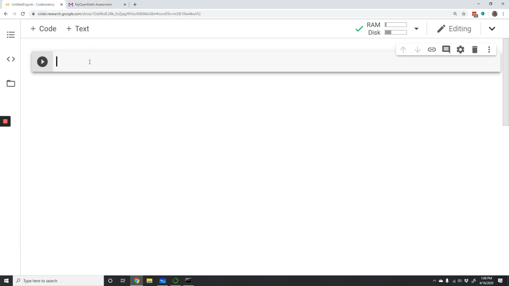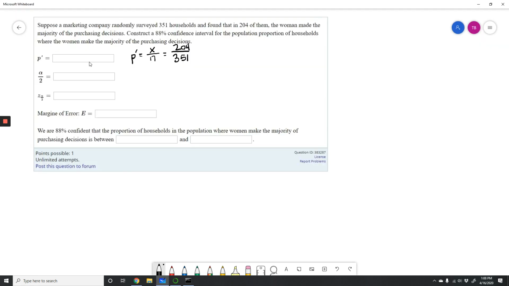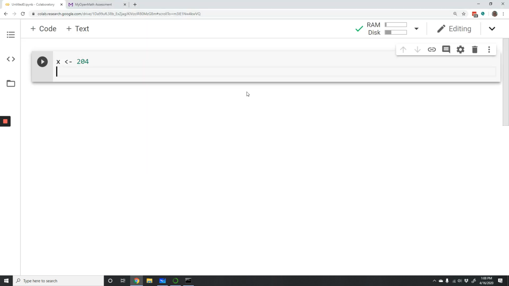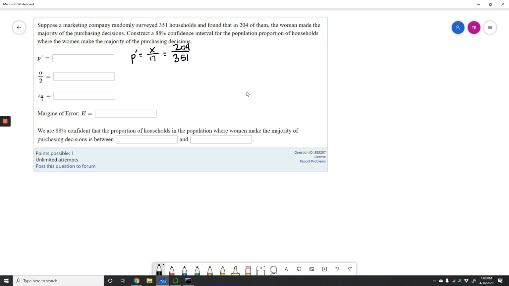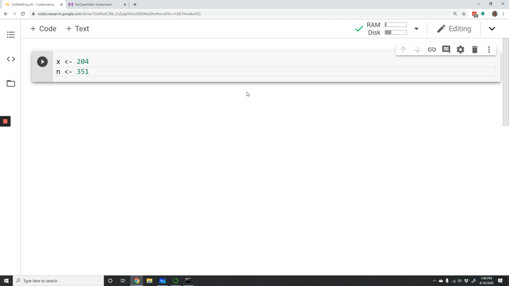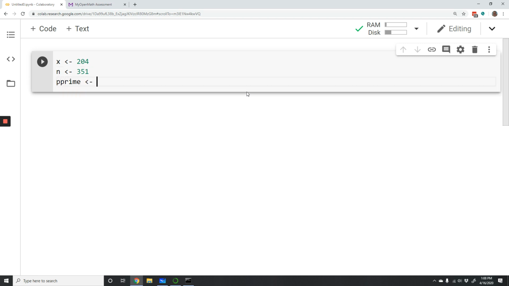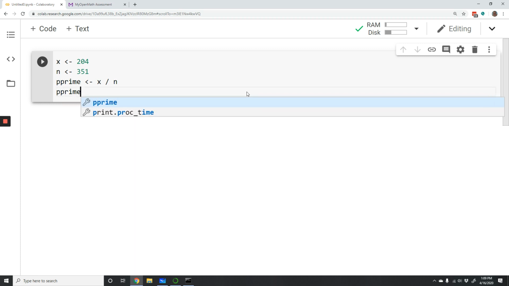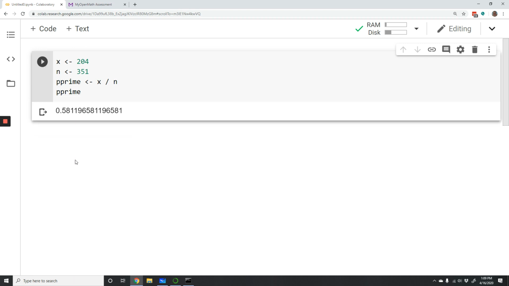In the notebook, we have the number of individuals in our sample that have the characteristic, so the number of households where the woman makes the majority of the purchasing decisions. That's 204 households. And then the total number of households surveyed is 351. And so our P prime, our sample proportion, is X divided by N. So let's print that out so we can see what we get. Our sample proportion is 0.58.